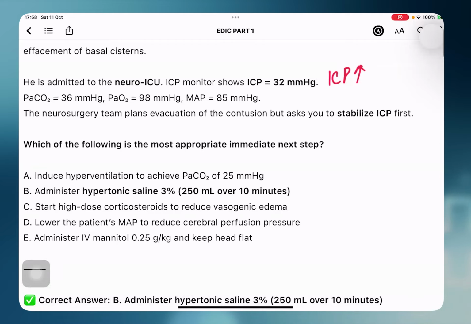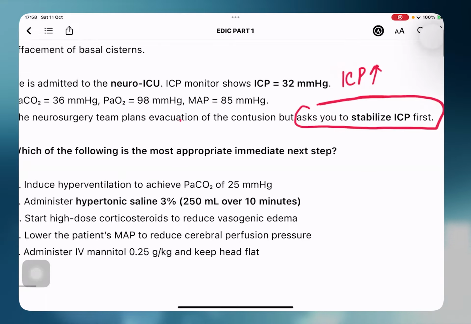PaCO2 is 36, PaO2 is 98, mean arterial pressure is 85. The neurosurgery team plans evacuation of the contusion but asks you to stabilize the ICP first. So what will you do?